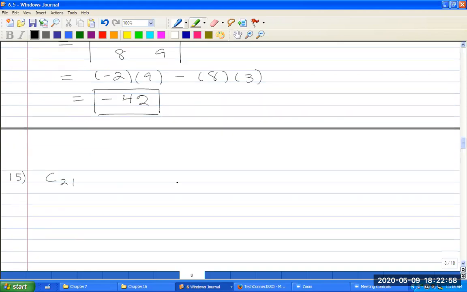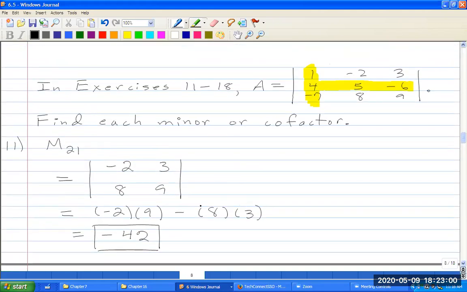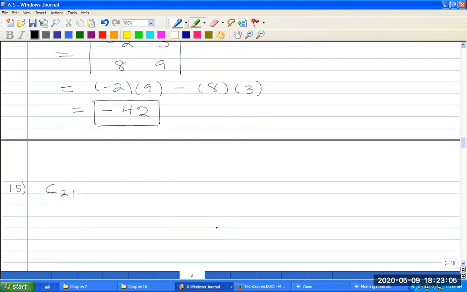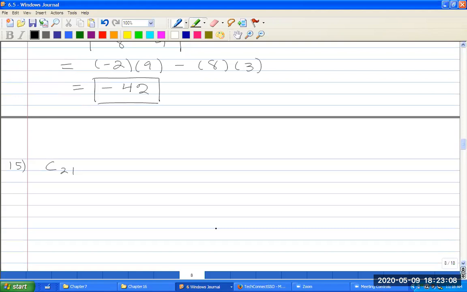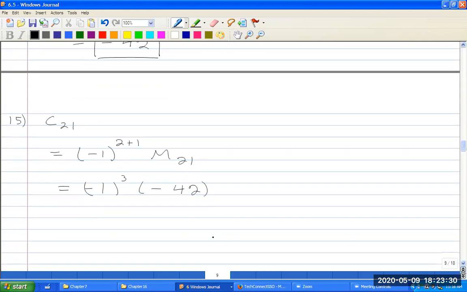Let me do problem number 15. Oh, it's the same thing, for the same entry. Okay, good. So this cofactor is just equal to -1 to the 2 plus 1 times m sub 2, 1. So this is -1 cubed times negative 42, since we just calculated that. And so this is just equal to 42.